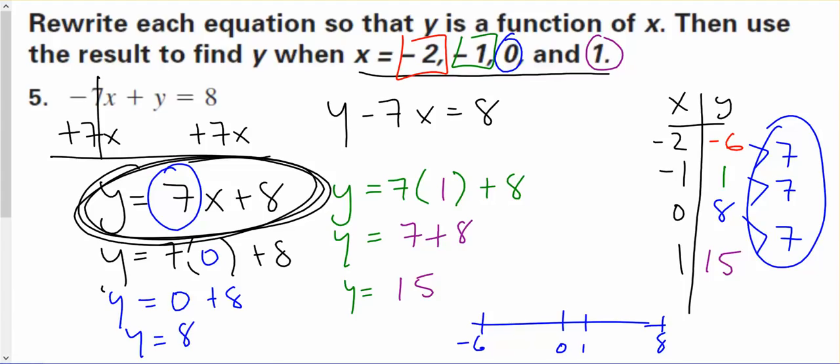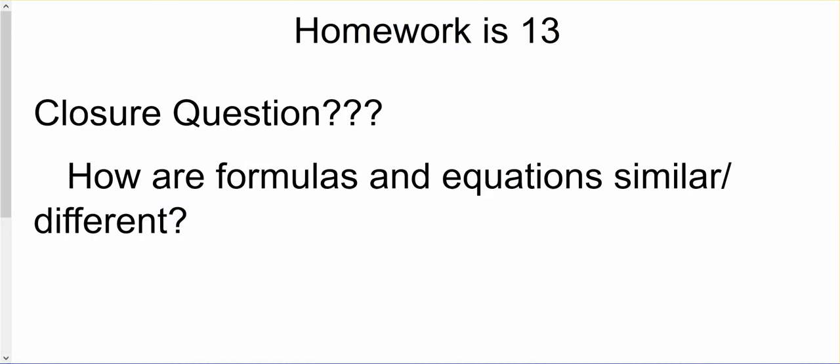Our homework is homework 13, and the question is, how are formulas and equations similar and how are they different?